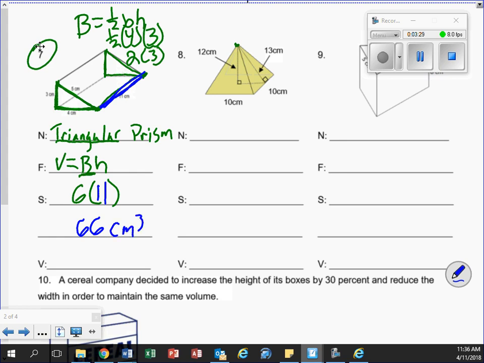Now, this is a square pyramid. Now, how do you know if it's a rectangle or a square? Well, you know by the numbers here. When the numbers are the same, we know it's going to be a square, because all squares have sides that are equal.